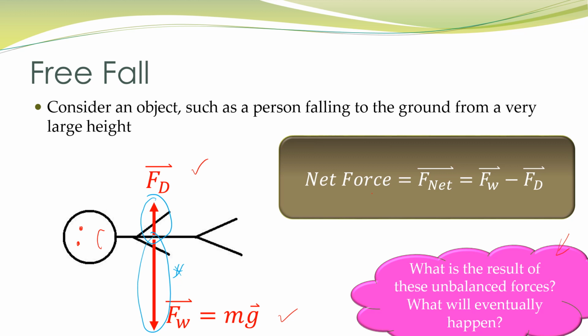If the two were balanced, that's a different scenario. But one's bigger, so he's going to move in one direction. He's going to accelerate. And if we think about our net force, which can be written in two different ways, it is the weight minus the drag. We think of it in those terms. What is the resolution of those two vectors? As we subtract these two together, what do we end up with?